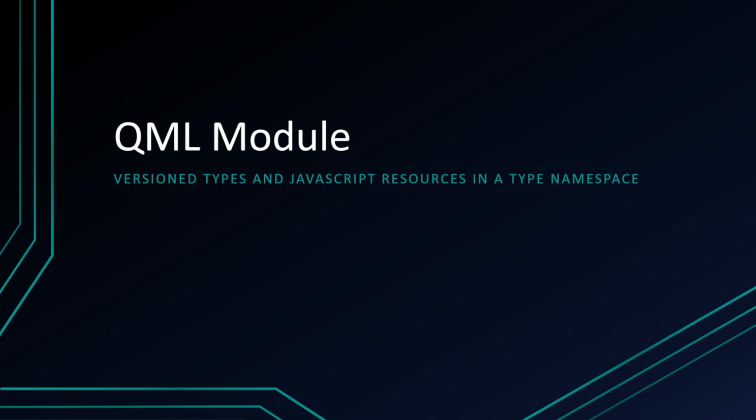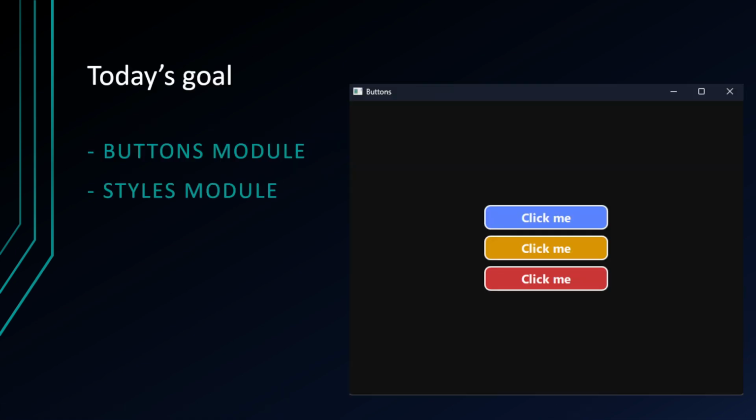In this video, we're gonna discuss one of the essential topics for large QML projects. A QML module provides versioned types and JavaScript resources in a type namespace. By the end of this video, we're gonna make this app with a buttons module for the items you see, and a styles module for managing colors and theme.